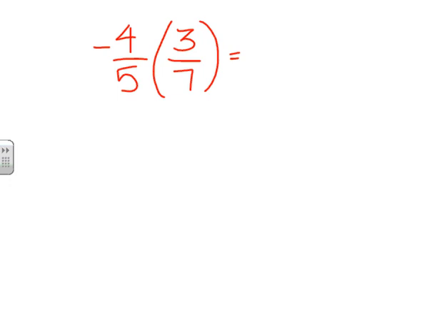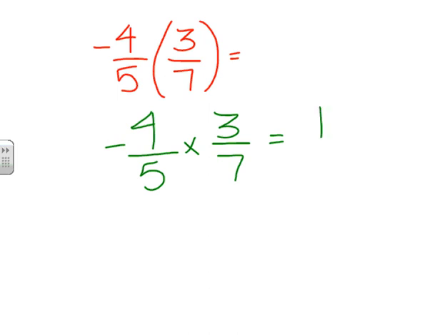A negative multiplied by a positive is always a negative, so we know our final answer needs to be negative. Just like before when we were working on multiplying fractions, we're going to multiply straight across. So we've got -4/5 multiplied by 3/7. That's what the parentheses mean. We're going to multiply since there's no symbol. Okay, we're going to multiply straight across the numerators.